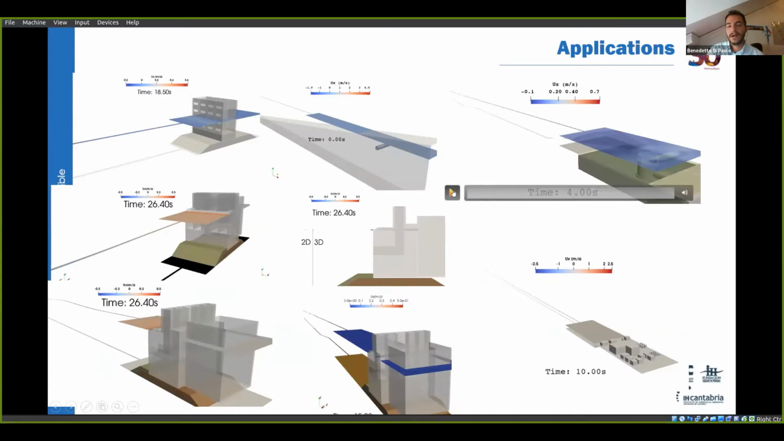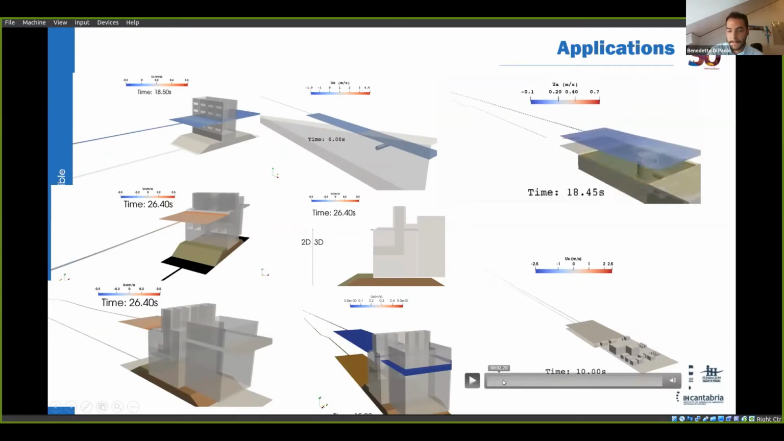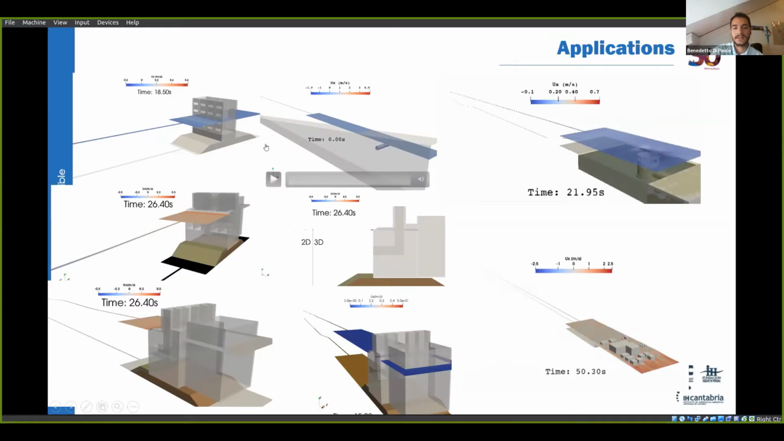Here, finally, I show you several more applications, not only for coastal engineering cases. For instance, on the top right, you can see wave interaction with an intake tower for nuclear power plants. This case has also been validated. Here on the bottom, you can see a tsunami inundation with several structures and tanks.